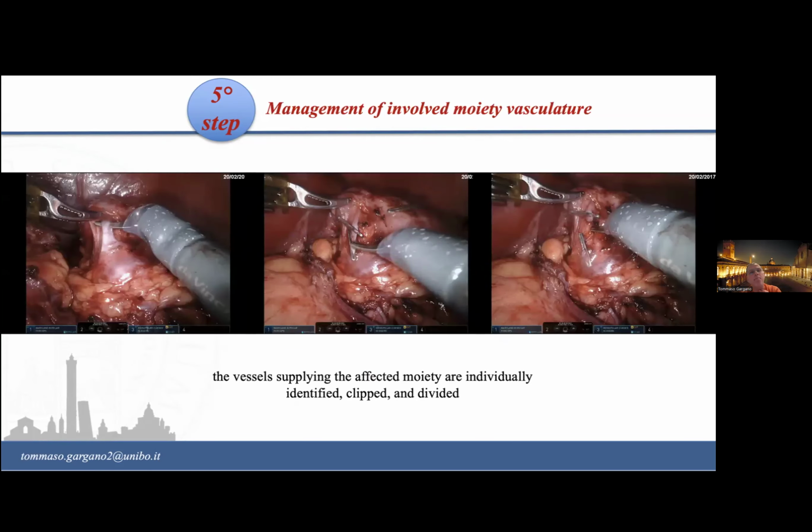The next step is the management of the blood supply of the upper moiety. In fact, you can see the isolation of the artery, the vein, and in particular the vessels are individually identified, isolated, ligated, clipped, and after divided.